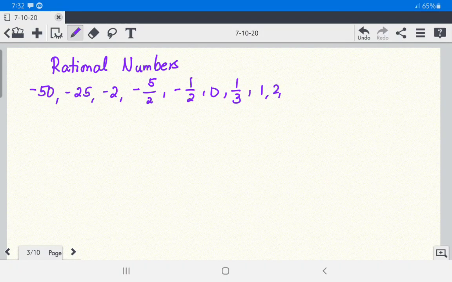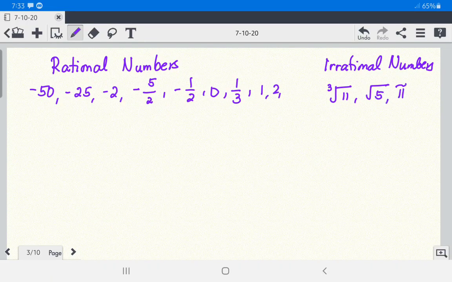We have positive fractions. And then examples of irrational numbers are cube root of, let's say, 11, square root of 5, pi, and square root of 15. So that's the rational numbers and then the irrational numbers. Okay?